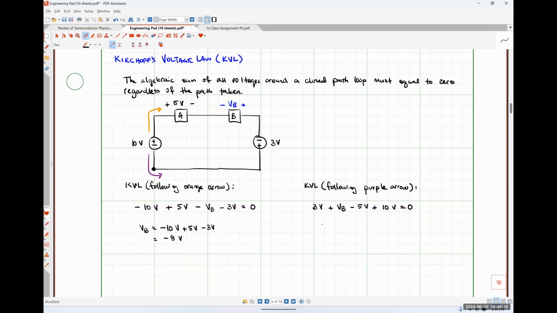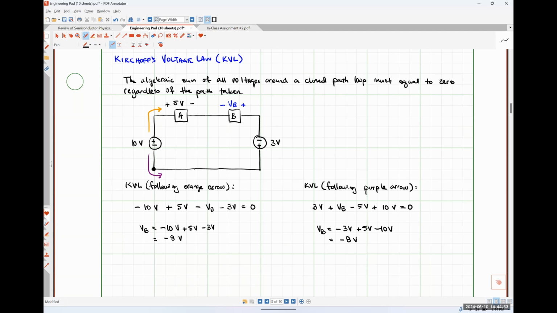So now, rearranging things a little bit, I'm going to leave VB on the left-hand side. When I move that 3 volts over, it's going to look like negative 3 volts. When I move that negative 5 volts over, it's going to look like positive 5 volts. When I move that 10 volts to the other side of the equal sign, I get minus 10. And therefore, VB is once again equal to negative 8 volts.